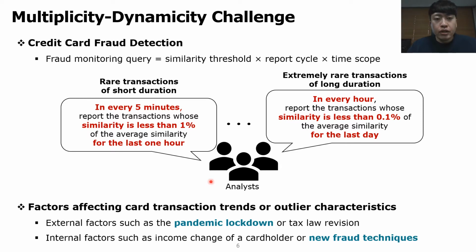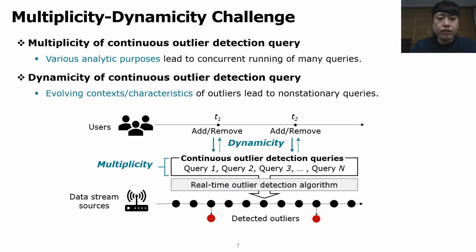So this multiplicity and dynamicity challenge on outlier detection from data streams should be coupled with a very novel outlier detection method. More formally, we define the multiplicity of continuous outlier detection queries and the dynamicity of continuous outlier detection queries. As I explained in the previous example, various analytic purposes lead to concurrent learning of multiple queries, and evolving context or characteristics of outliers lead to non-stationary queries over time.